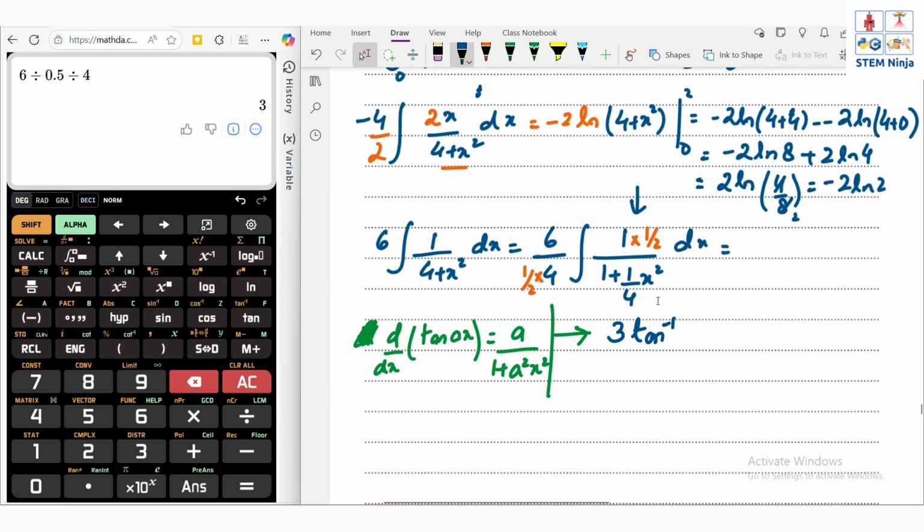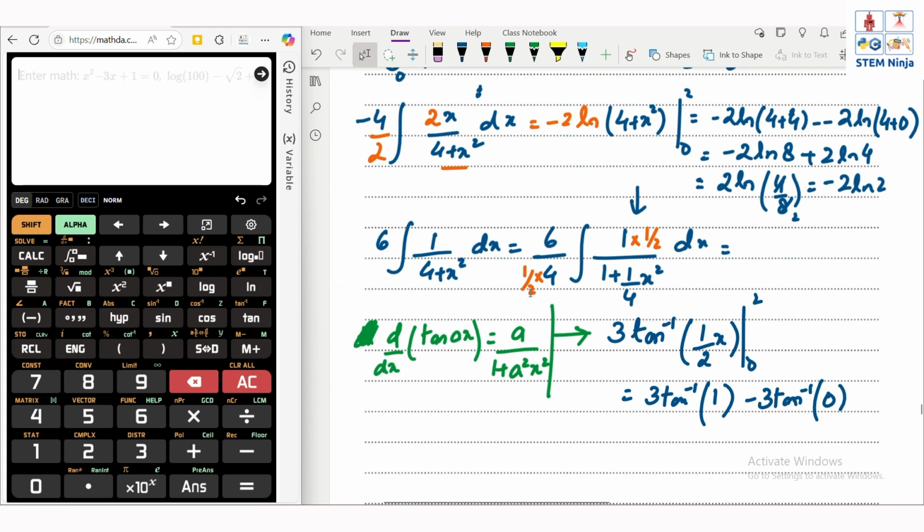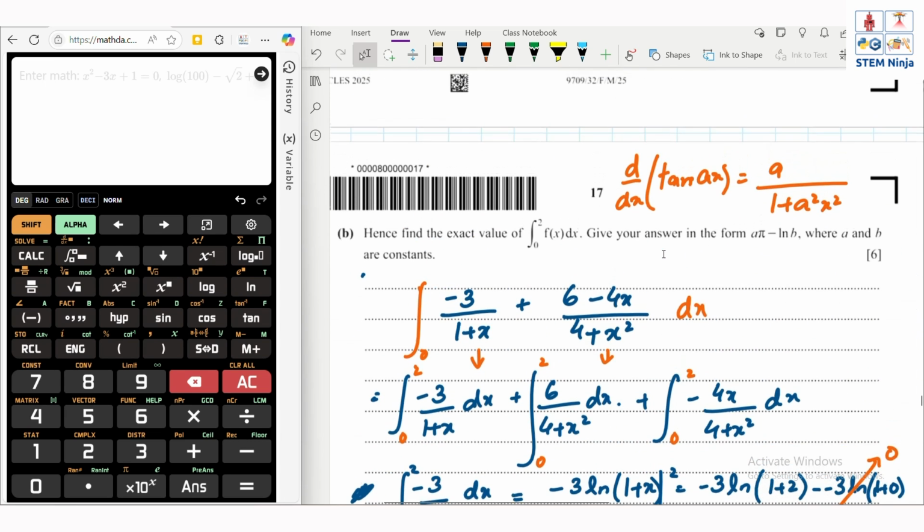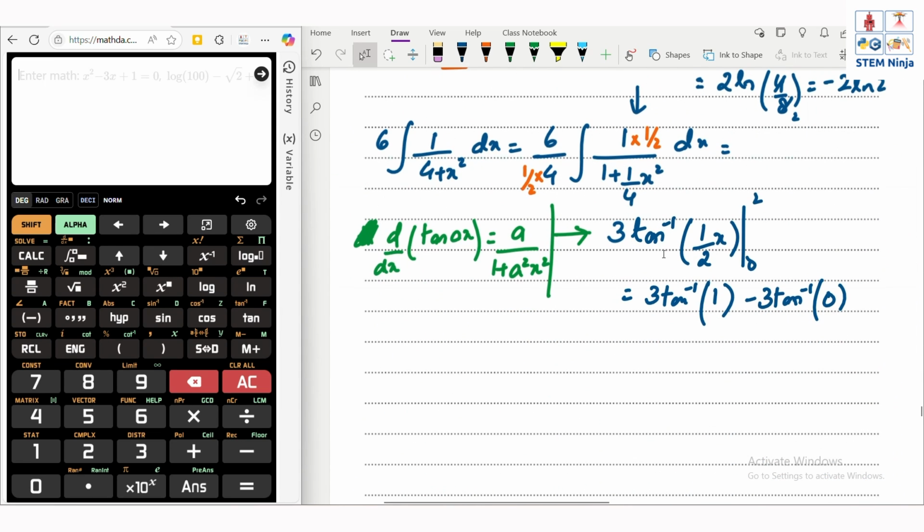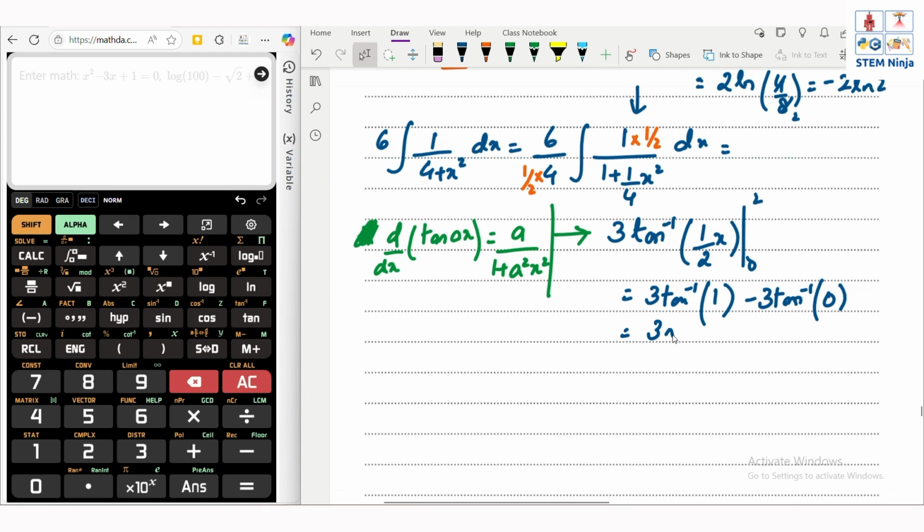Tan inverse. Now this is 1 over 4 x squared, so half of that, square root of that is 1 over 2x. From 0 to 2, which can be written as 3 tan inverse of 1 minus 3 tan inverse of 0. So tan inverse of 0 is 0, but 3 tan inverse of 1 is, tan inverse of 1 is pi by 4, basically. So 3 pi by 4.